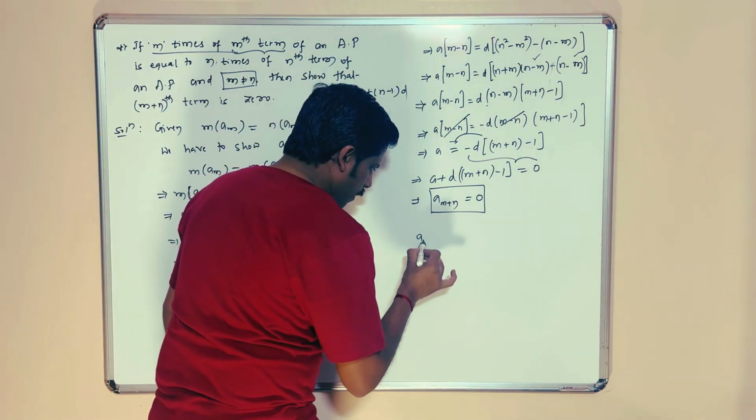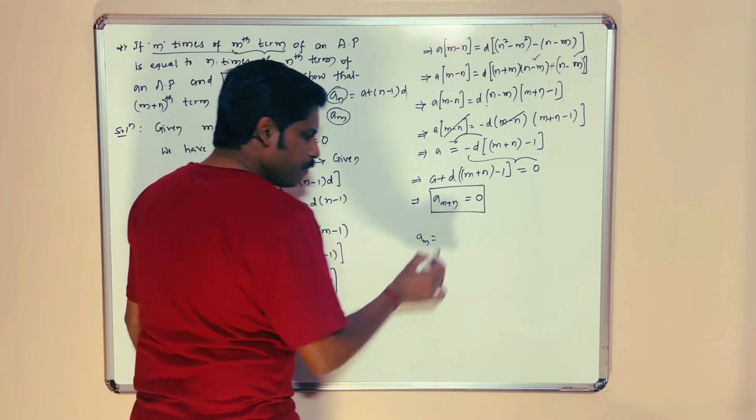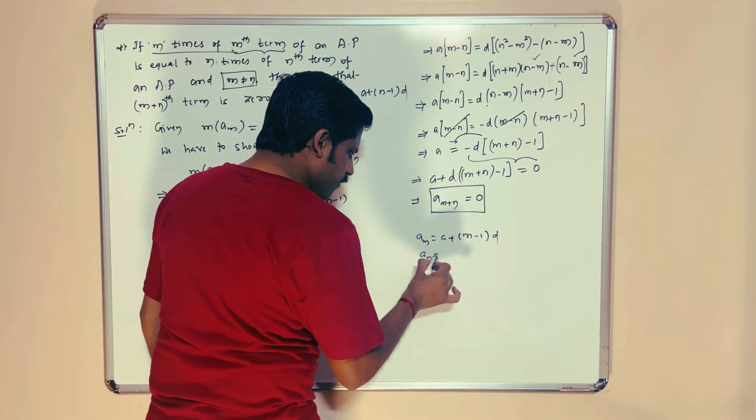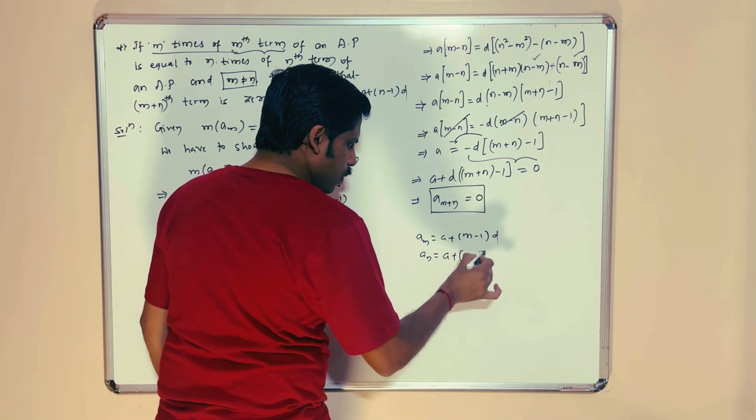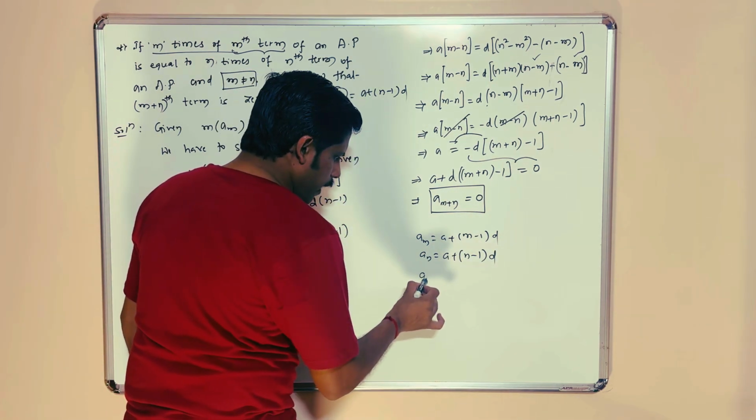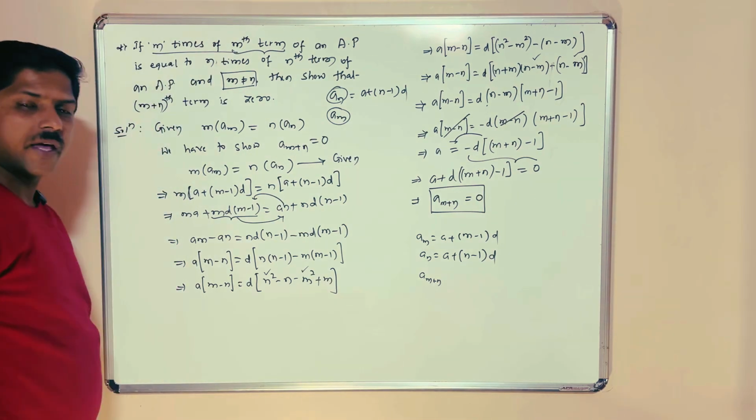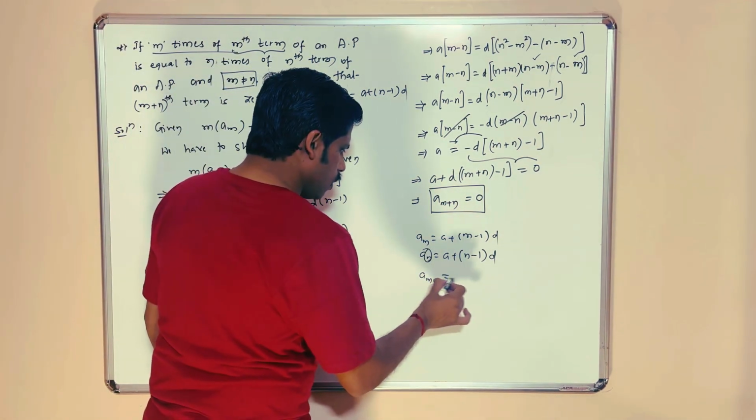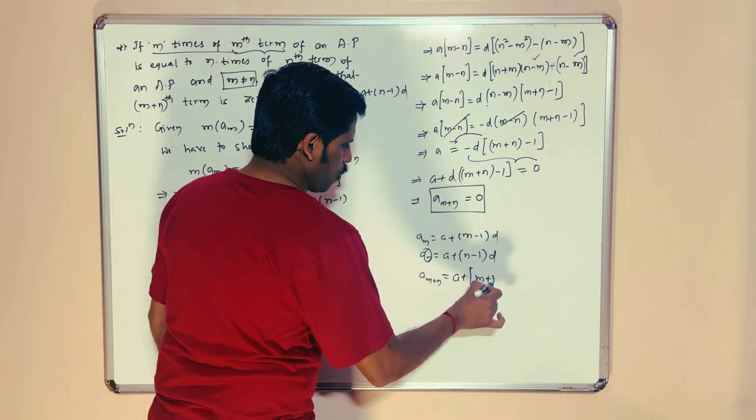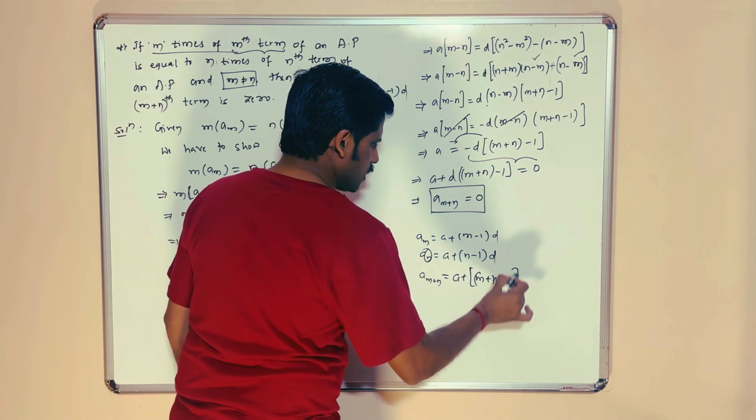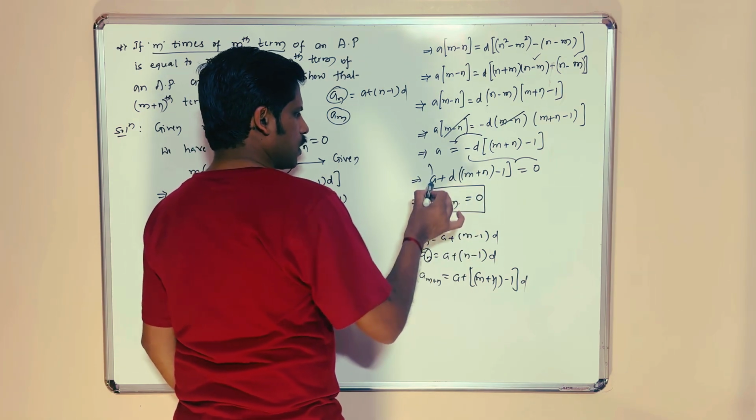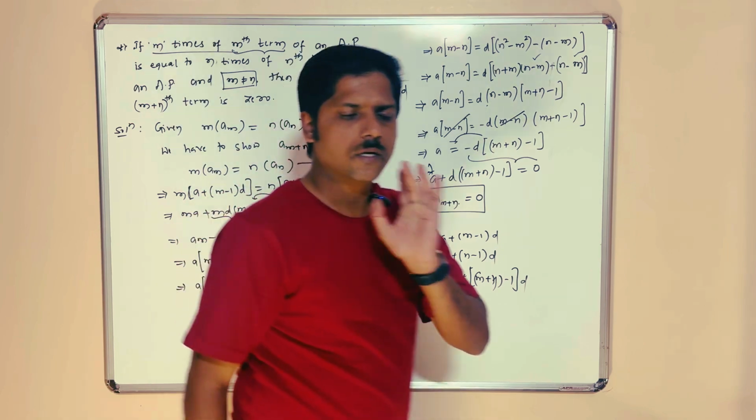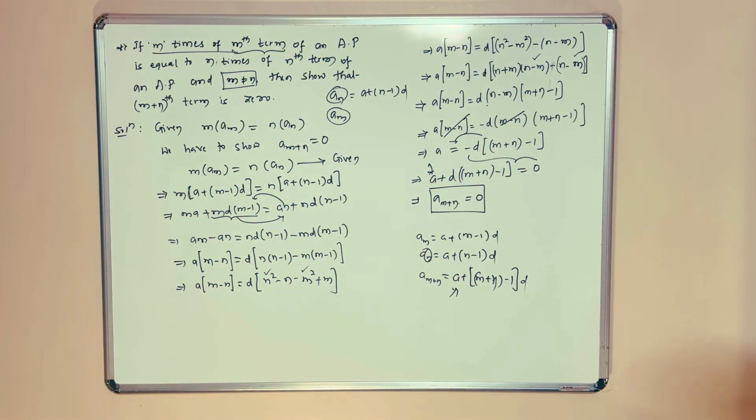Here we are going to write the mth term as a plus (m minus 1) into d. Similarly, the nth term is defined as a plus (n minus 1) into d. Then how are you going to write the (m plus n)th term? Wherever n is there, we have to replace it with m plus n. So a plus (m plus n minus 1) into d. Check it. Both are the same, right? Therefore, the (m plus n)th term is 0. Note it down. Very, very important.